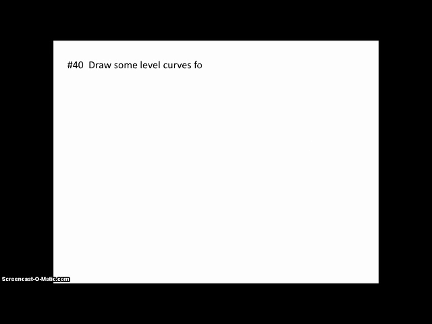Number 40. Draw some level curves for the function f of x comma y equals 1 divided by 1 plus x squared plus y squared. In other words, z equals 1 over 1 plus x squared plus y squared. Now notice that this fraction is always going to be greater than 0 because everything's positive, and it'll always be less than or equal to 1 because the denominator is either 1 or bigger than 1.